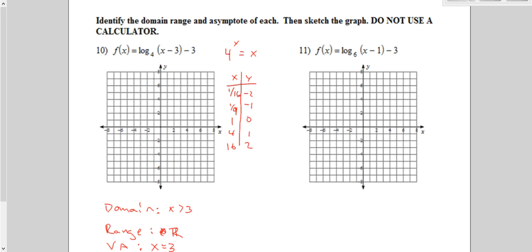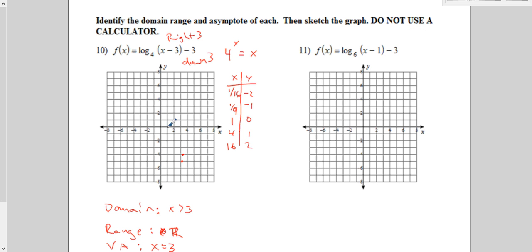So without plotting that point, I'm now going to be moving. My transformation here is to the right by 3 and down 3. So when I go to that 1/16 and -2, now I have to go right 3 units, 1, 2, 3, and down 3, 1, 2, 3. And that's going to be right there. 1/4 and -1 is right about there. I'm going to go over 1, 2, 3, and down 3, 1, 2, 3, which is going to be right there.